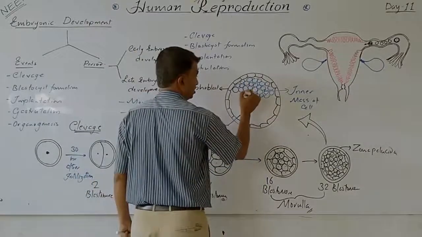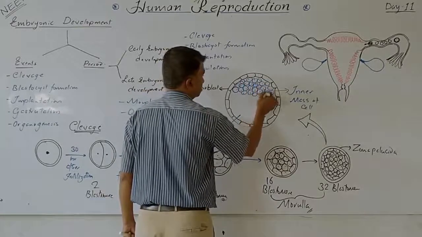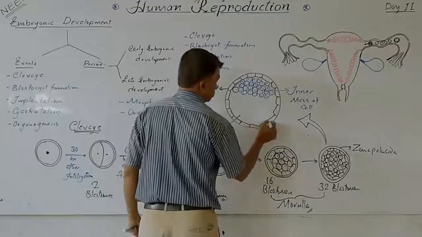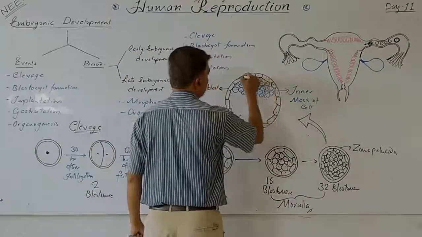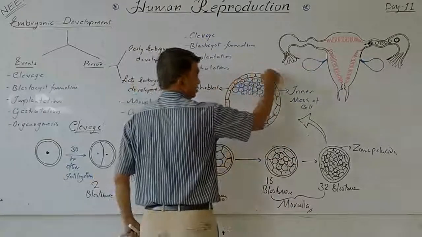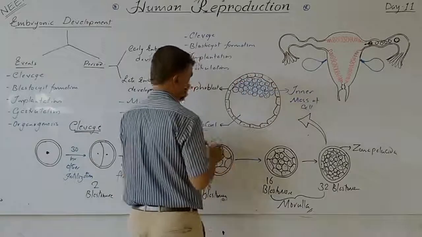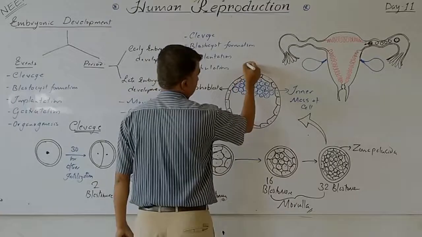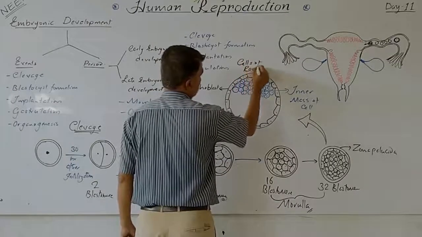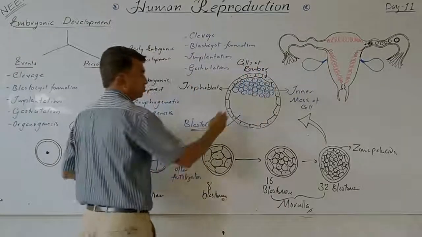This blue color is called the inner mass of cells. The outer covering is called the trophoblast or trophectoderm. The cells of the trophoblast which are in touch with the inner mass of cells are called the cells of Rauber. So the fluid is there, and the inner mass of cells are there.